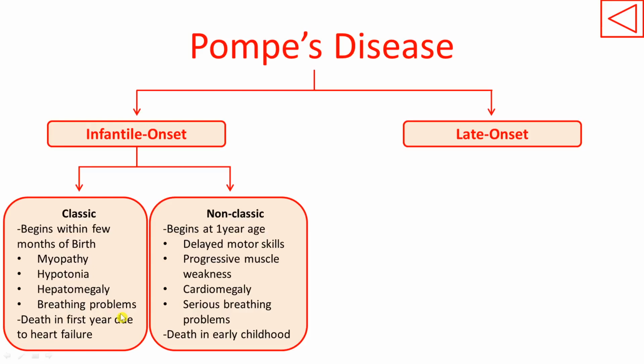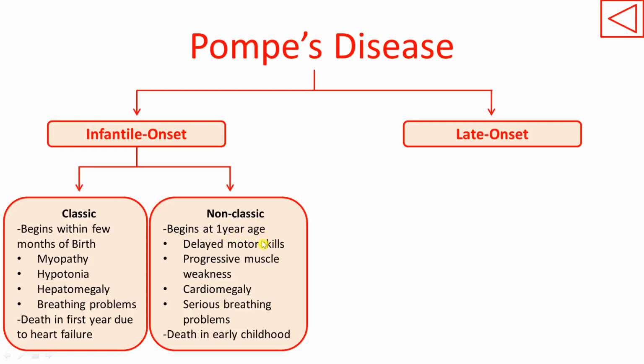See that the diaphragm is made up of smooth muscles, and if it is made up of smooth muscles, of course it will become weak, and this will lead to the breathing problems. It has been observed that in classic type, death of the baby occurs in the first year itself due to heart failure. The non-classic type of infantile onset Pompe's disease begins at 1 year of age.